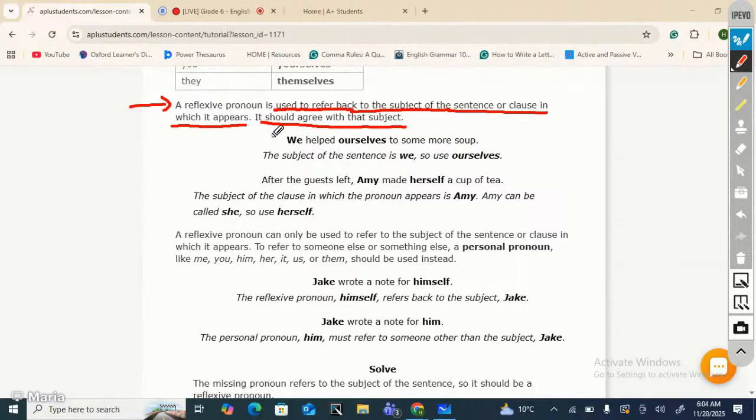Let's read this sentence. We helped ourselves to some more soup. The subject of the sentence is we. So the reflexive pronoun ourselves is referring back to the subject we. Why have we used ourselves? Not any reflexive pronoun ending in self. I'll discuss now.